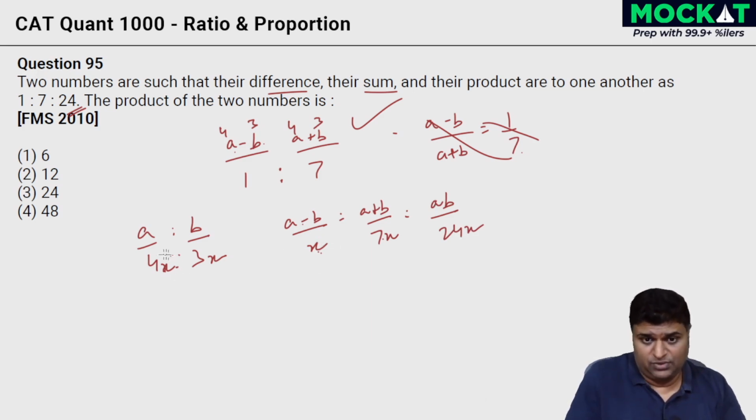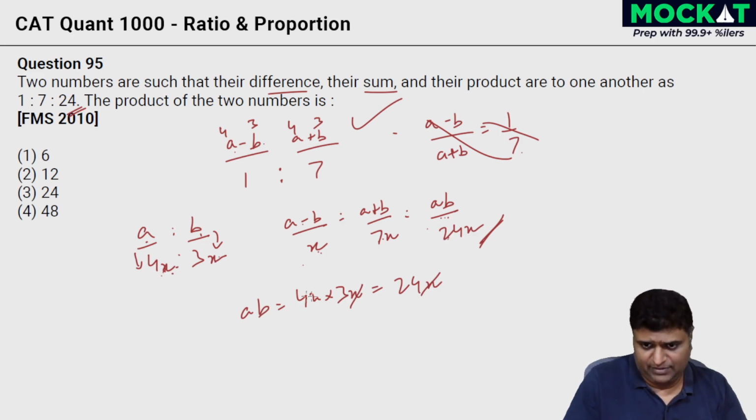Now we also know if a and b are the actual terms, they are going to be 4x and 3x. The product AB can also be written as 4x into 3x, but in the ratio format, it's been given to us as 1 to 7 is 24. So 24x is another value we are getting over here, right? Direct multiplication gives me 12x square, but in terms of the ratio given to me, it's 24x. That's it. Simplify, 4 into 3 is 12, and you get x equals 2.